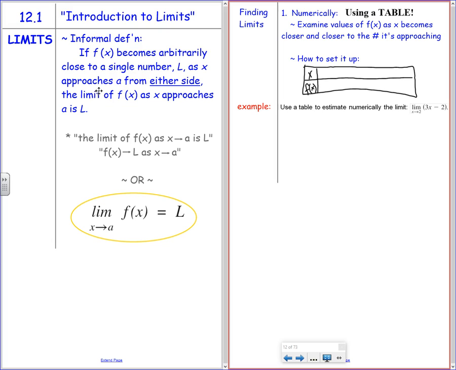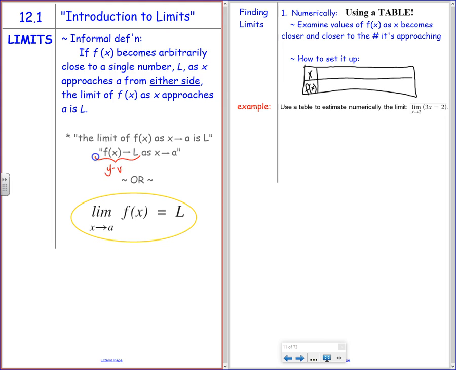Over here. If we were to find a limit numerically, which means using a table, we would examine the values of f of x. Wait a minute, hold on, f of x. So f of x is approaching L. Doesn't that mean that these guys must be y values then? If f of x is a y value, then L must be a y value too? And if x is an x value, well, that's kind of obvious, then a must be an x value also? So really quickly, a is an x value, and L is a y value. Something to keep straight.